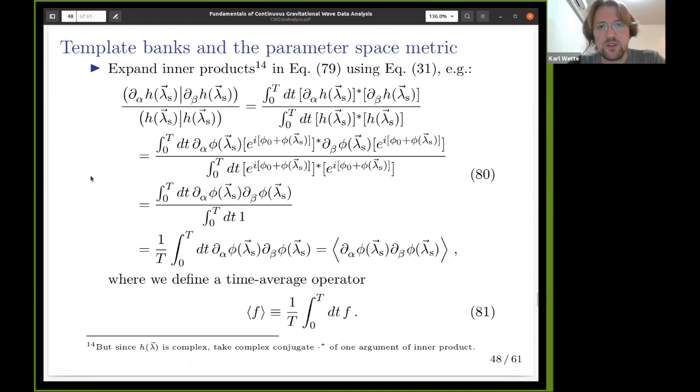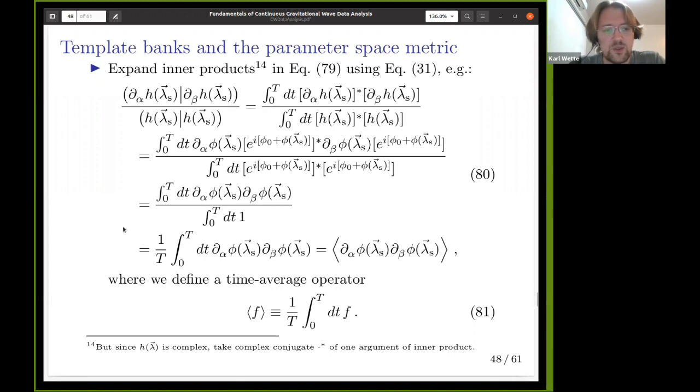And remember, because we've used the complex notation here, we need to make sure we take a complex conjugate of at least one of the sides, which means that those two terms, the e to the i phi 0 plus phi s terms, basically cancel out. So that gives you the third line in equation 80. Then on the denominator, you just have the integral over 1, which is time, capital T.